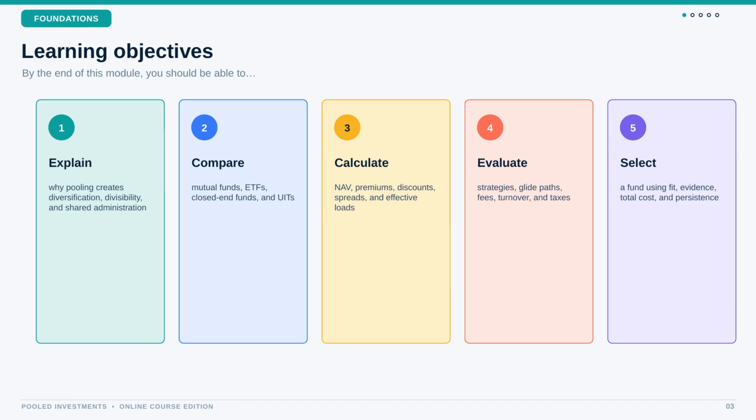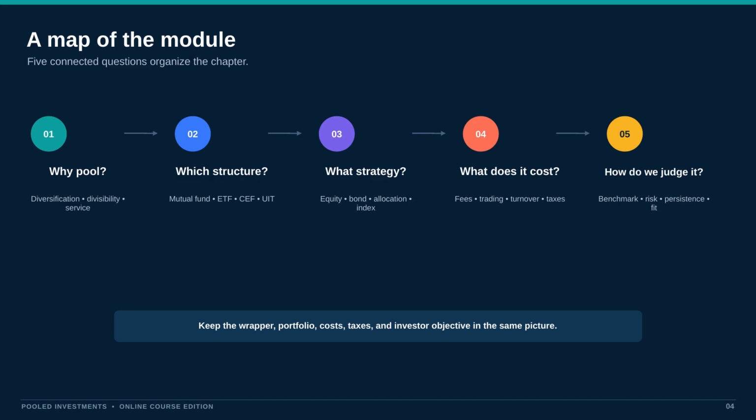Fourth, evaluate investment policies, target date glide paths, active and index approaches, fees, turnover, and taxes. Finally, use a repeatable due diligence framework to judge whether a fund fits an investor's objective rather than merely winning a recent performance contest. 5 questions organize the chapter.